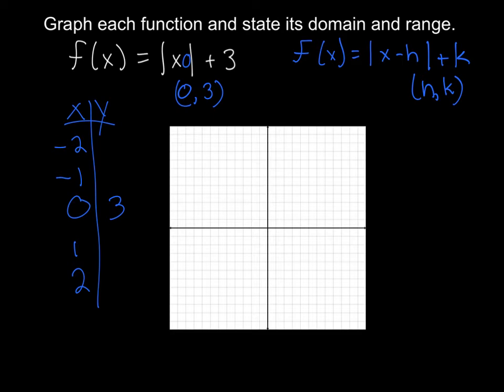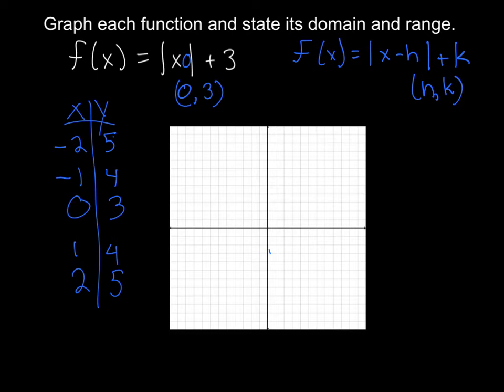So if I plug in negative 2, absolute value negative 2 is 2, plus 3 is 5. With negative 1, absolute value is 1, plus 3 is 4. With 1, absolute value is 1, plus 3 is 4. And with 2, absolute value is 2, plus 3 is 5. Notice the pattern we have here. This is symmetric, and it's actually going to make a V.